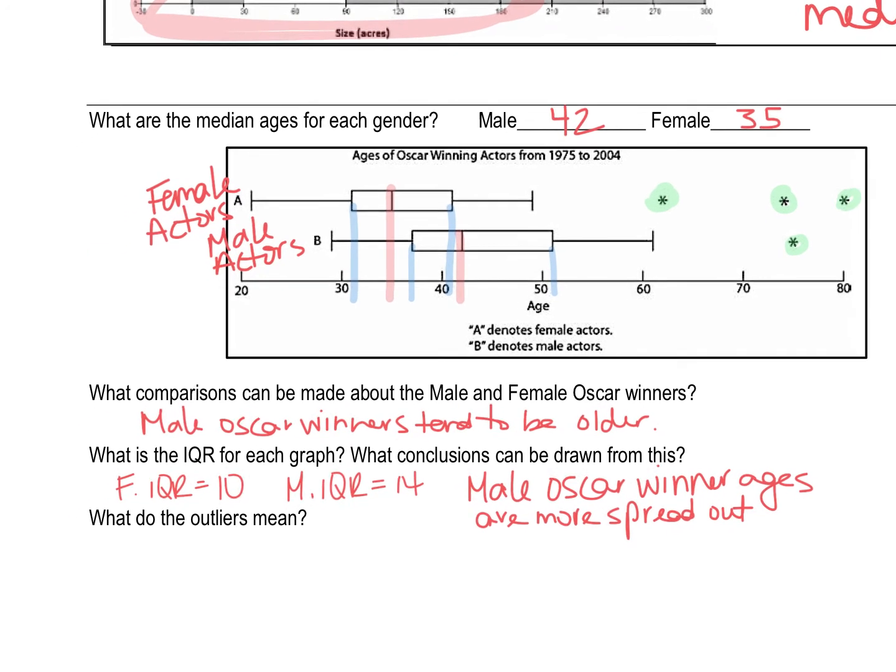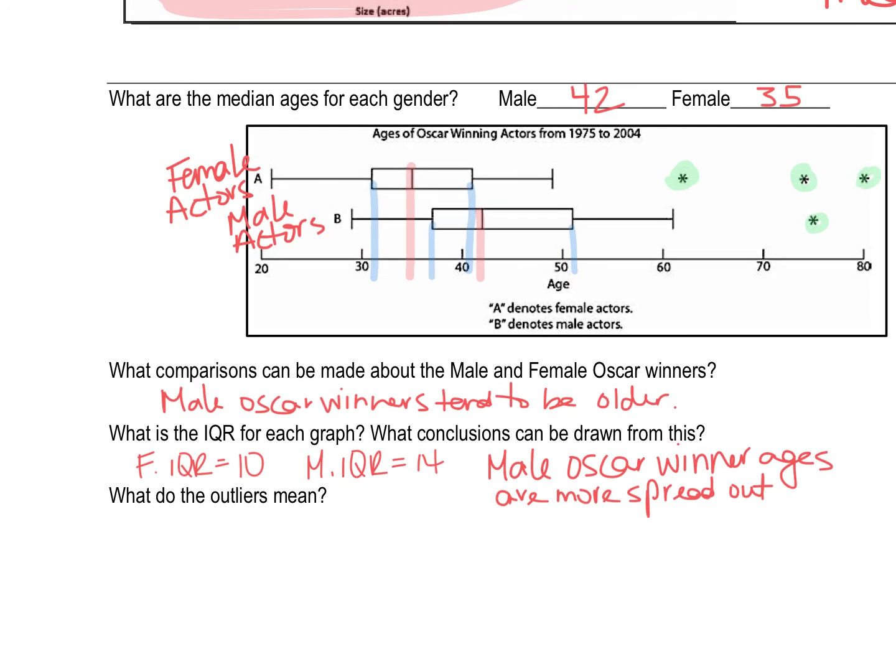That they are Oscar winners who are older, right? Like there's one that's like 61, and then two that are in their mid-70s, and one that's 80. So those are our outliers. So what do the outliers mean? They're older winners of Oscars. Okay, and like significantly older, like older than 60.